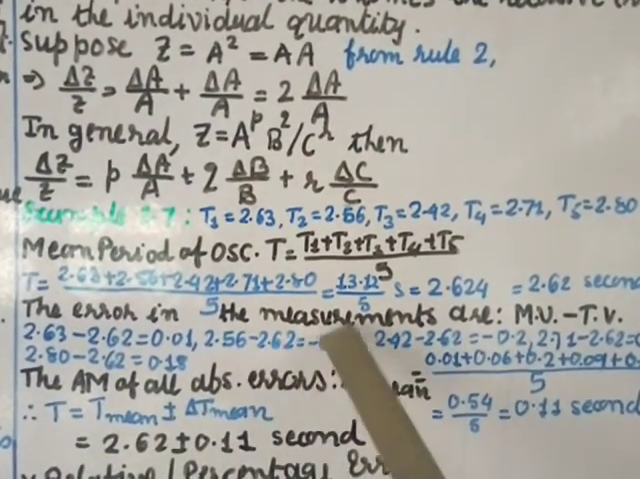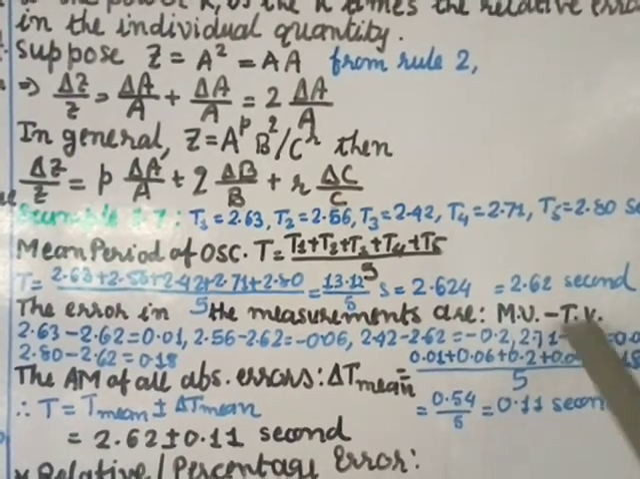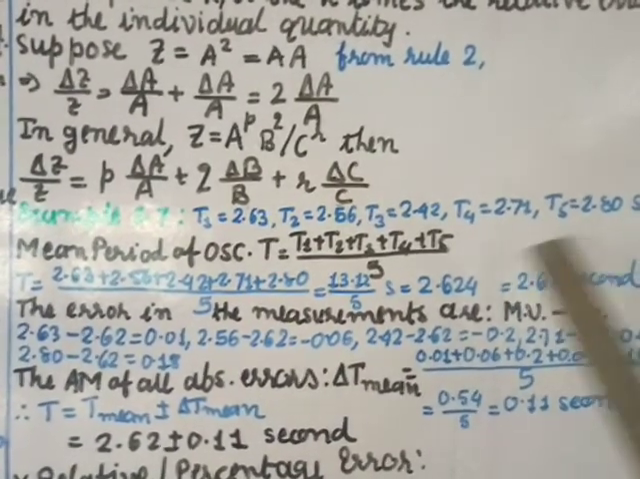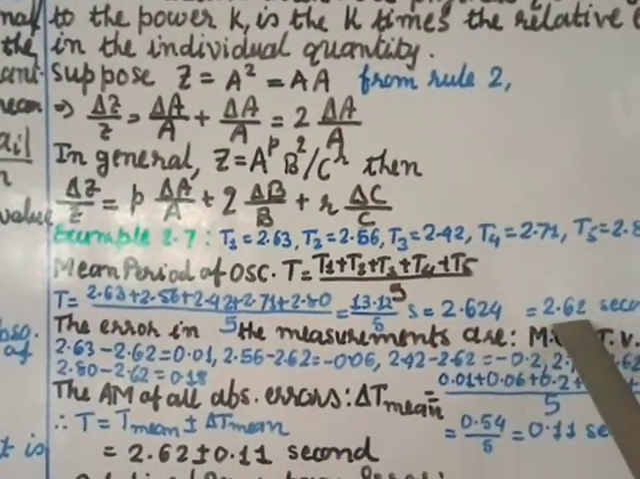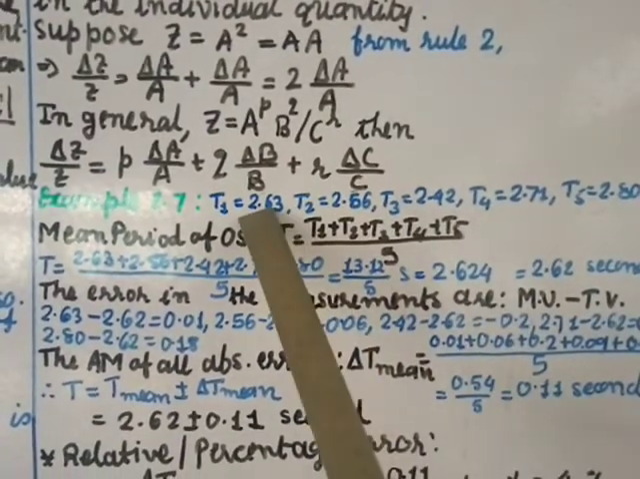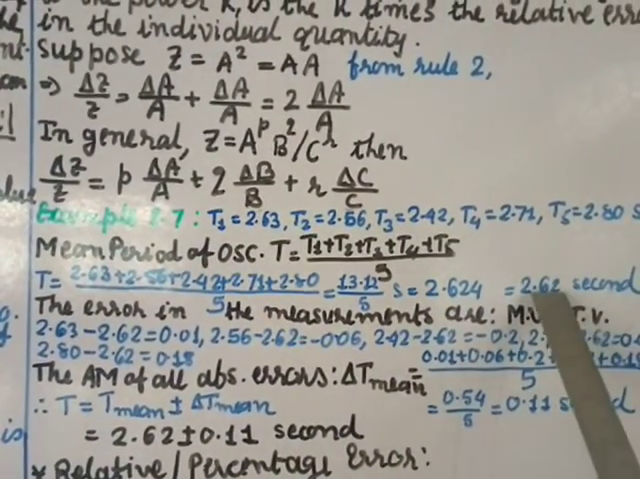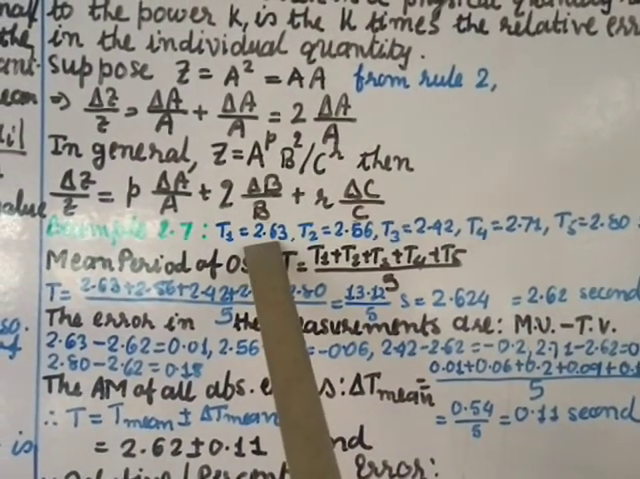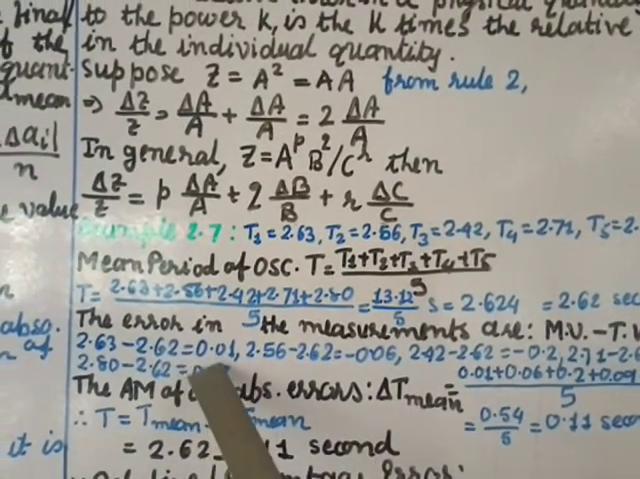The error in the measurements is the measured value minus the true value. So we'll consider this as the true value. As I said before, if the true value is not given, this is the best value. So we'll take the average as the true value. From this, all these measured values, this is my first measured value, second, third, fourth, fifth, you minus the true value. So first, 2.63 minus 2.62, which gives you 0.01.